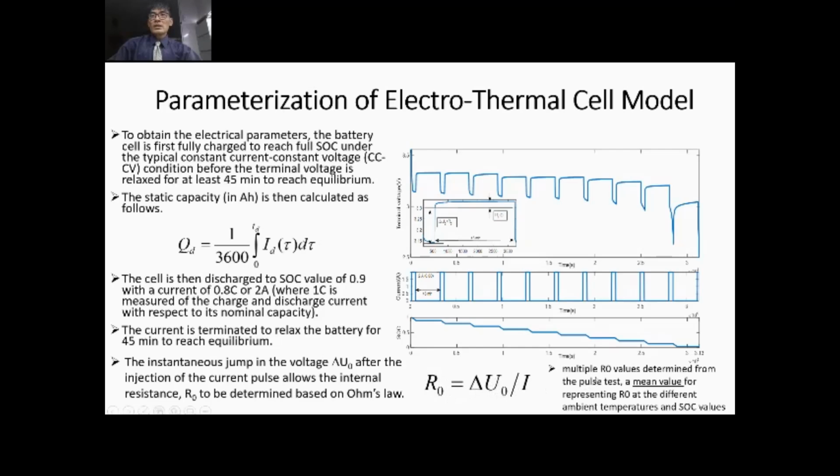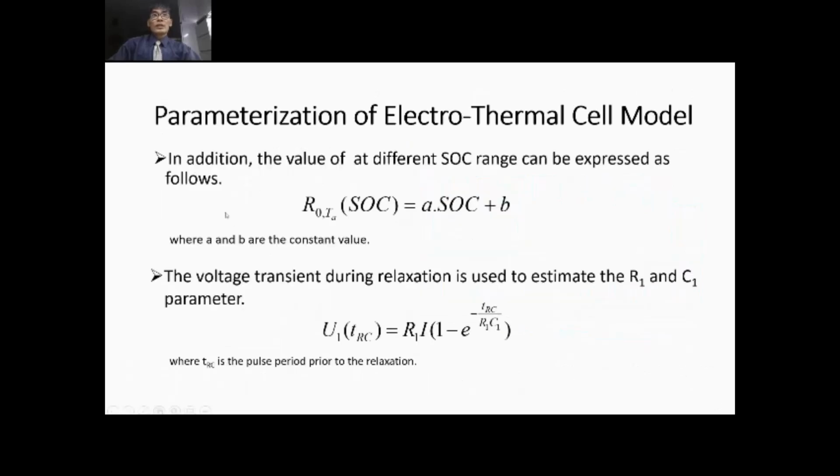Okay, but these multiple R0 values are determined from the pulse test. So mean values that represent R0 at different ambient temperature and SOC values will be determined. Okay, we don't just get the one R0, but we try to get the mean values. So in addition, the values for different SOC ranges can be expressed as follows. So we know the R0 as a function of SOC. So these are the expressions that we have established, where A, B are constants.